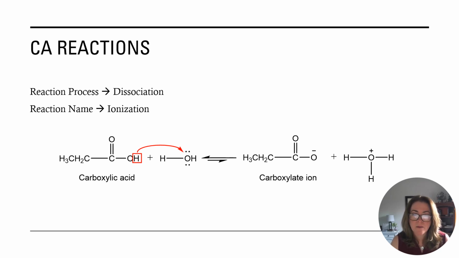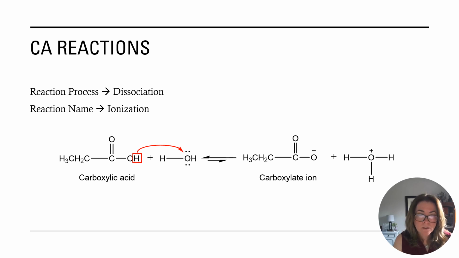Now the nice thing about this is this is something we have already seen before. Way back in 1201 when we were talking about Bronsted-Lowry acids and bases, we talked about the fact that acids are proton donors. And so is this exactly what we have going on here? So as my acid dissociates, it's actually going to be giving away a proton, and in this case to water. So what is left is a carboxylate ion and then the hydronium ion.